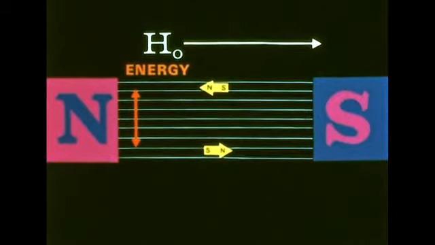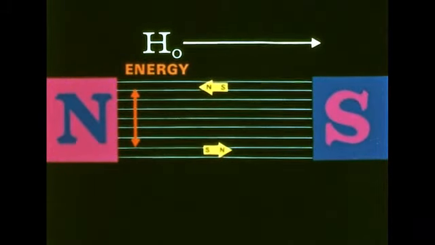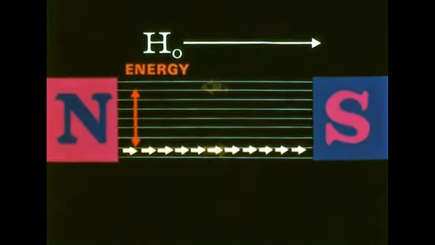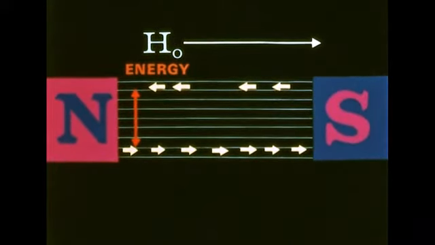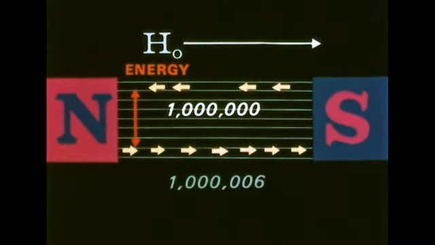There is also a temperature effect. At absolute zero, all nuclei would be aligned with the field. But at room temperature, thermal energy is large, and only a few more nuclei are in the lower energy level than in the higher. At room temperature in typical magnetic fields, for every million nuclei in the upper level, there are 1,000,006 in the lower.